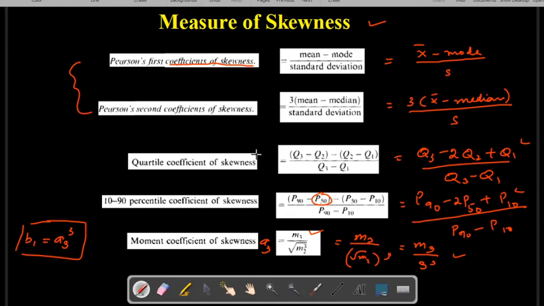There will be a data set. You are asked to find the coefficient of skewness. So if you are asked to find Pearson's first and second coefficient, you have to find mean, median, and standard deviation, and mode also you have to find for finding the first.